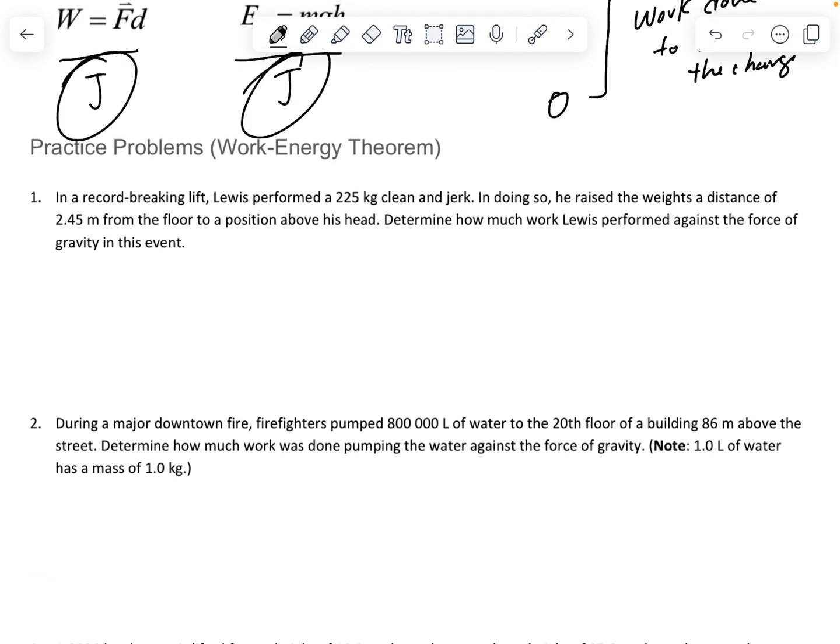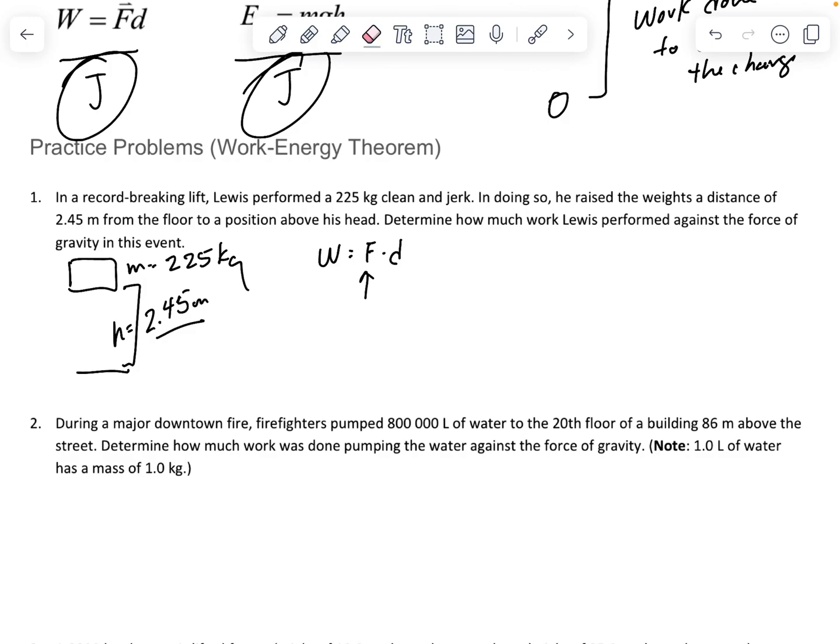So in this first question, it says Lewis performed a 225 clean and jerk. In doing so, he raised the weights a distance of 2.45 meters. The mass of the weight is 225 kilograms. And it's asking, how much work did he do? Well, work is equal to force times distance. I kind of have a distance, but what's the force? That's not obvious to me.